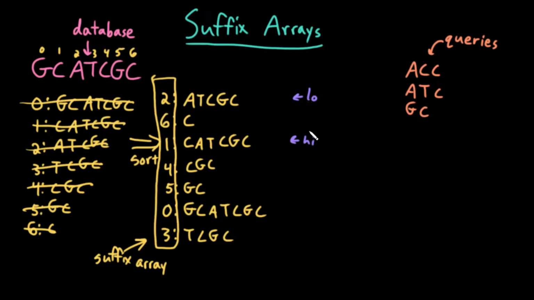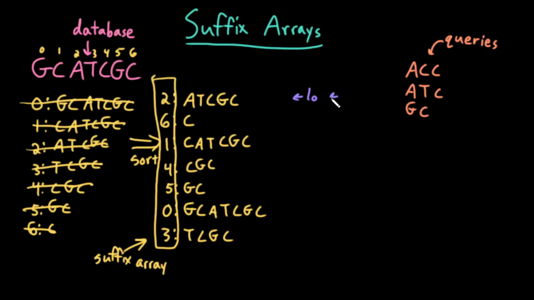So now this is low, this is high. Again, I check, does ACC match my mid, which is right in the middle? C does not match ACC. ACC is less than C, so I should recurse in this upper range. Okay.